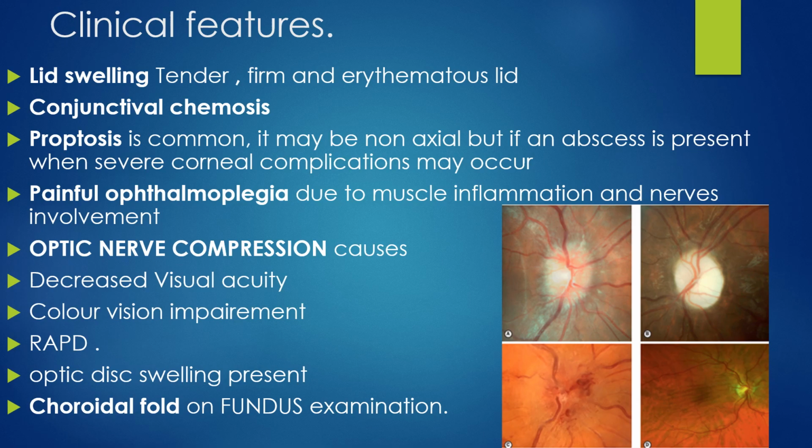Now, this is an optic disc swelling. Later on, the optic disc may become atrophic, and you can also see swelling with an opticociliary shunt if there is a chronic orbital cellulitis, and the choroidal folds are also there on fundus examination.